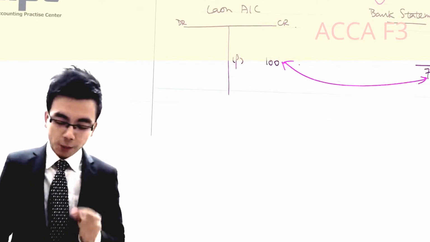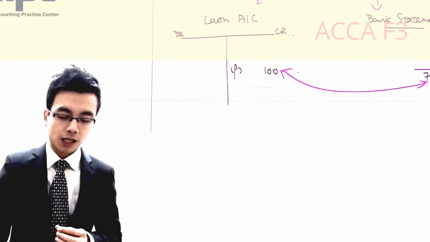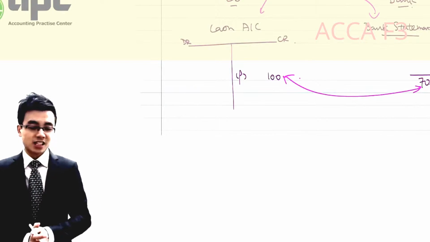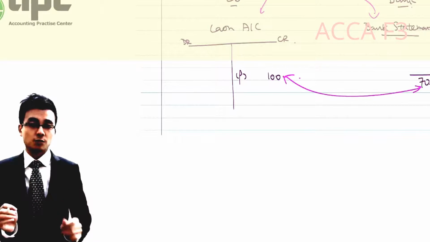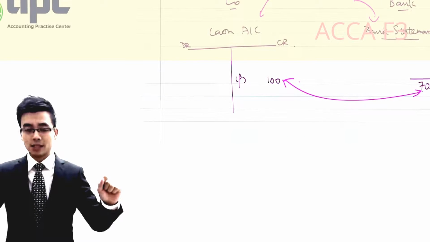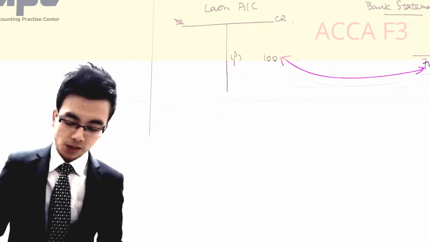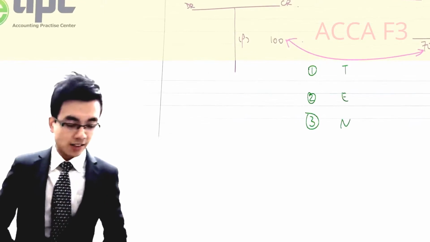So before we dip into how to prepare for that, the first thing we need to understand is why there's a difference between 100 and 70. From my perspective, there will be three particular reasons behind it, and we can call it the TEN. So the first T stands for the timing difference.